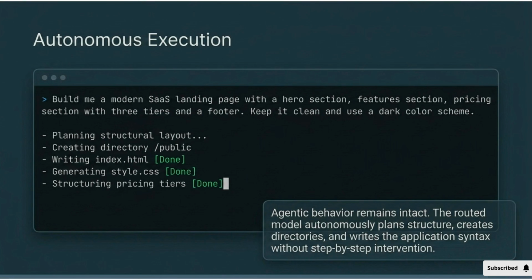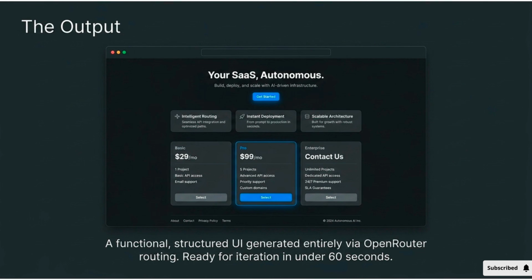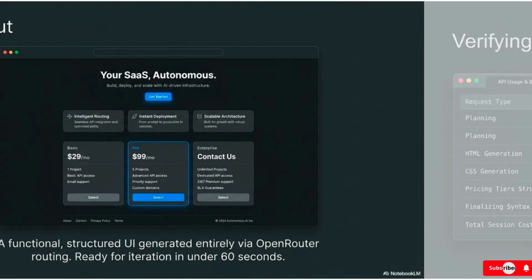Autonomous execution remains intact. The routed model plan structure creates directories and writes application syntax without step-by-step intervention, even for complex requests like building a SaaS landing page. The output is a functional, structured UI generated entirely via OpenRouter routing. This high-quality result is ready for iteration and was created in under 60 seconds.